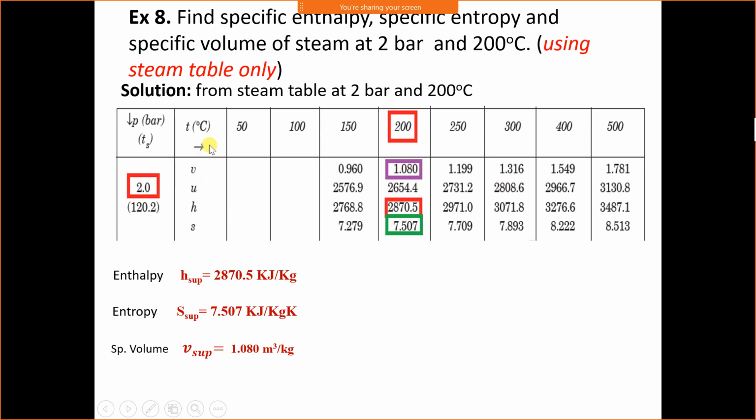Using the steam table method, find the specific enthalpy, specific entropy and specific volume of steam at 2 bar and 200 degrees Celsius. From the steam table at 2 bar and 200 degrees Celsius, look here. This is table number 3.